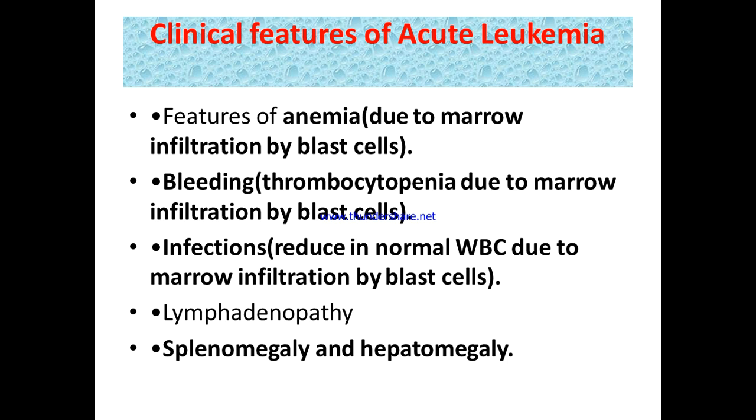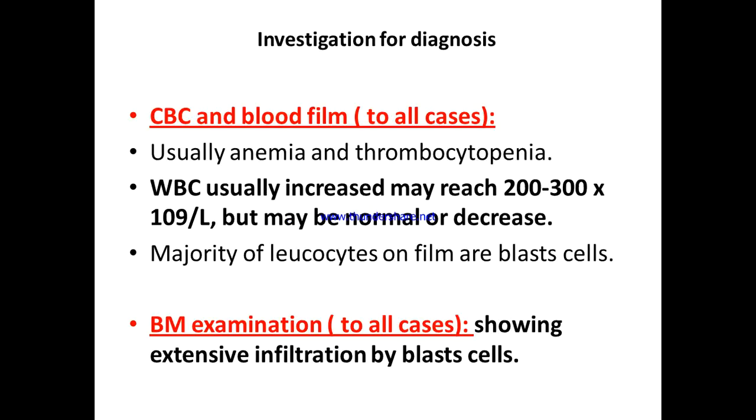Infections, even when there is an increased number of white BC, but these white BC are disordered with limited function against infectious agents. There will be lymphadenopathy due to infiltration of the lymph nodes by the malignant cells, and the same reason causes splenomegaly and hepatomegaly, enlargement of the spleen and increased size of the liver.